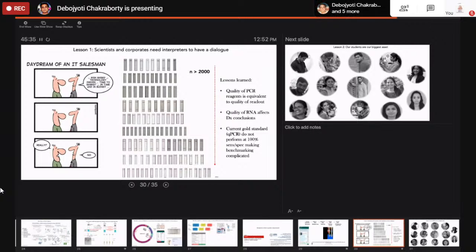So if you benchmark your new technologies against such kits, then you can imagine what your sensitivity and specificity percentages are going to be. So it's a lot of back and forth, a lot of statistics, a lot of policy making, angry mails exchanged, regulators, non-regulators, everyone involved.